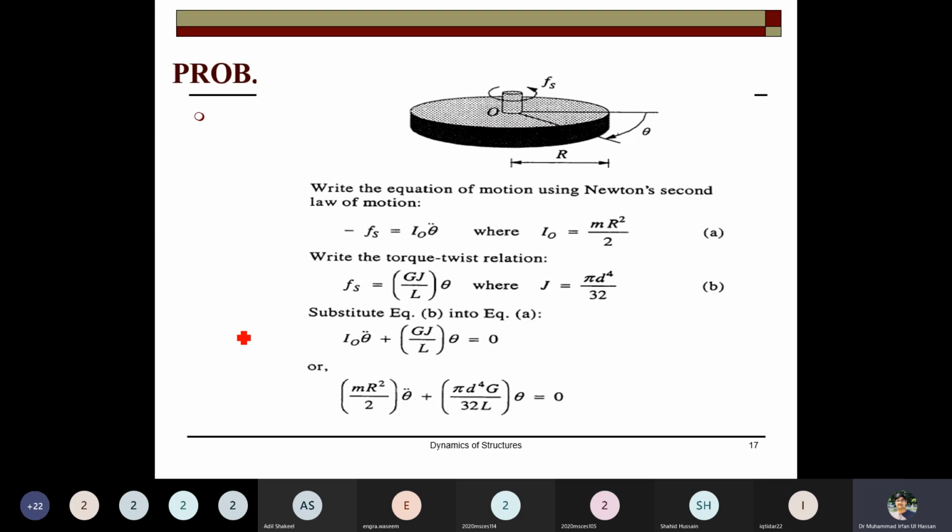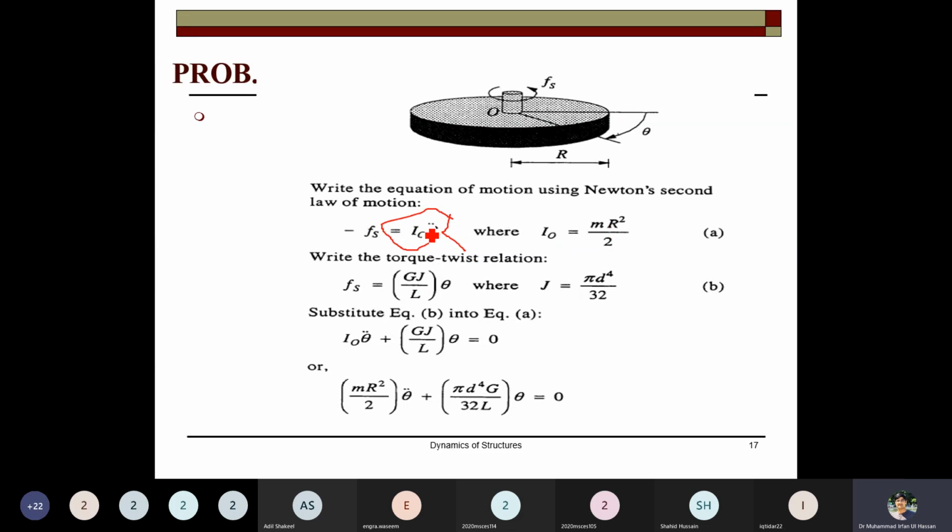So in that case, the spring force or the force of the stiffness Fs will not be equal to kx. In this case you have to remember, the force will be equal to the mass moment of inertia into the rotation.